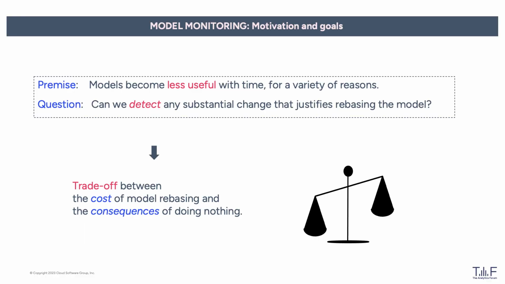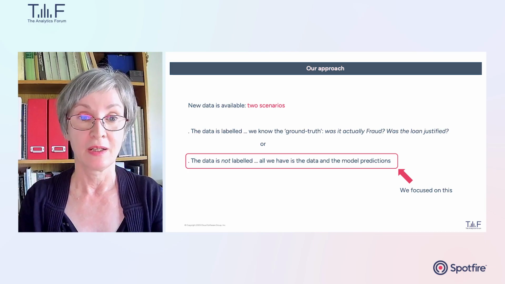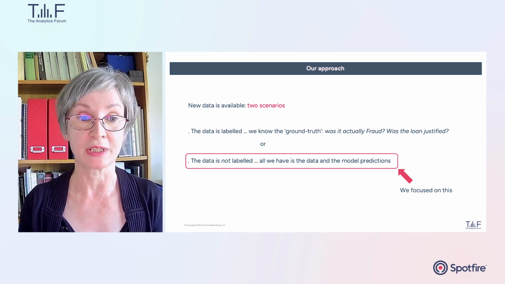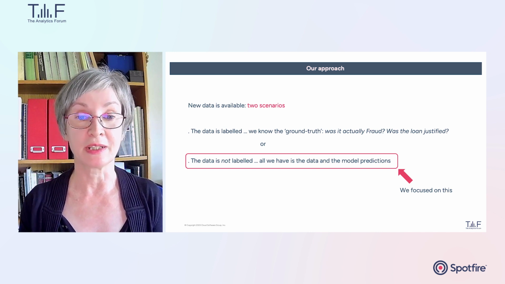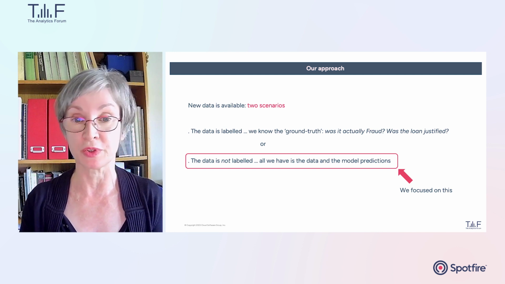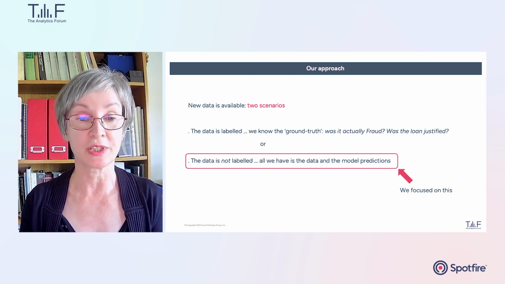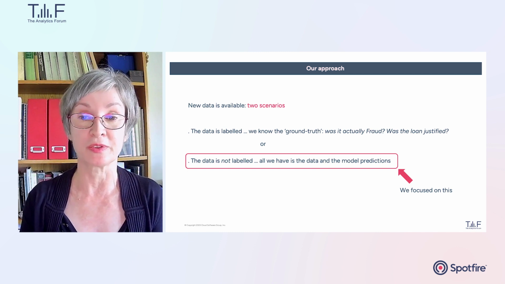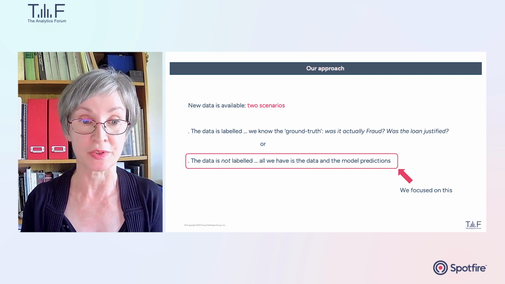So the question is, can we spot the right time to retrain a model? Can we reach a balance between the cost of retraining the model and the consequences of doing nothing or keeping the model as it is forever? There are two main scenarios we can consider in terms of model monitoring. If the new data is soon labeled, so we know what happened, the ground truth, for instance, was it actually fraud or was the loan justified, then we can go ahead and monitor the performance of the model using metrics like accuracy, for instance.